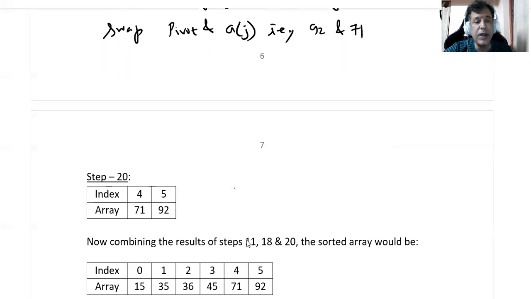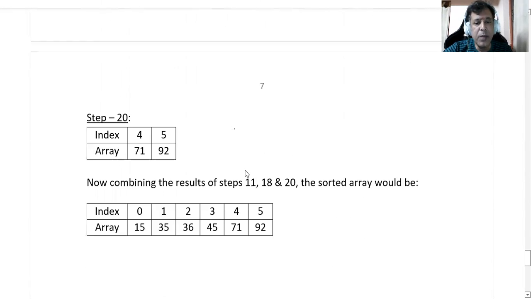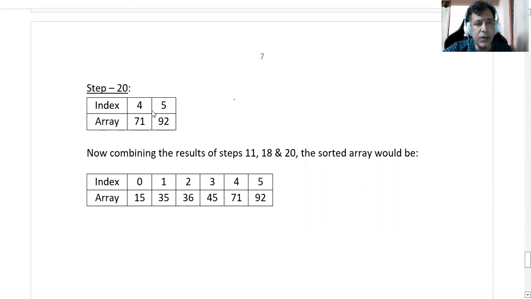Now, combining the results of step 11, the initial pivot and initial J value, whatever you found, which was 45 in step 11, and step 18 is here. This is what it is. So if I combine 18, 11, and this 20, the sorted array will become 15, 35, 36, 45, 71, and 92. So this is the way this particular quick sort algorithm works.